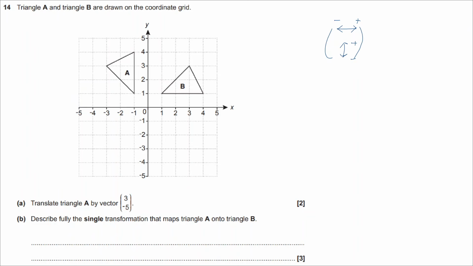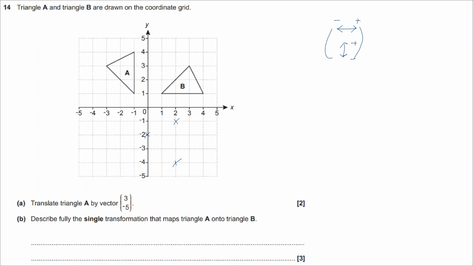So what you're going to do here is look at triangle A, choose a point, and then we consider this. We're going 3 across positively, so that would be 1, 2, 3, and then down by 5, 1, 2, 3, 4, 5. So that point would go down to here. You then take another point and apply the same thing. So you're going 3 across again, 1, 2, 3, and down by 5, 1, 2, 3, 4, 5, which is this point down here. You then use the final point and go again 3 across, 1, 2, 3, down by 5, 1, 2, 3, 4, 5, which is this point over here.